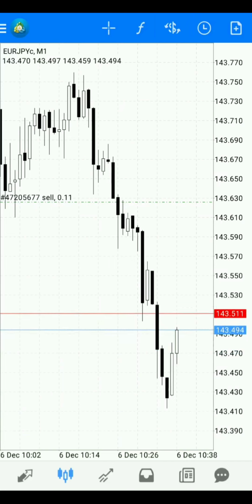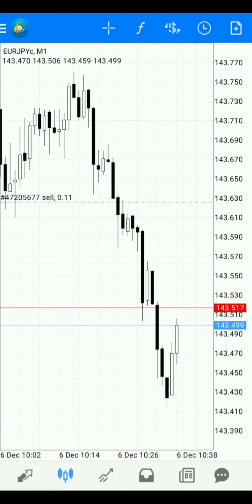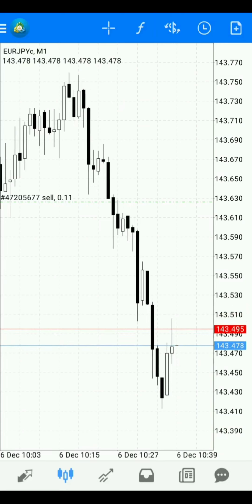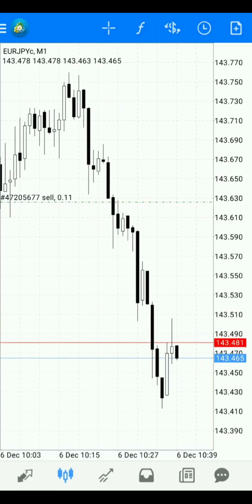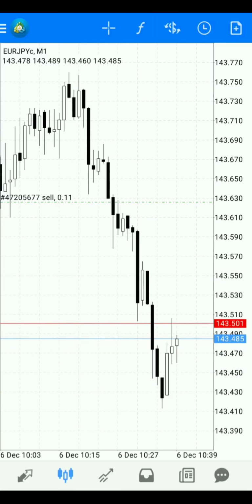So what is the third rule? The third rule is to wait for a change of character on a smaller time frame within the range. So once the candle closes, let's say the candle closed here, you want to drop down to the 1-minute time frame, and on the 1-minute time frame, you're going to see a structure like this.